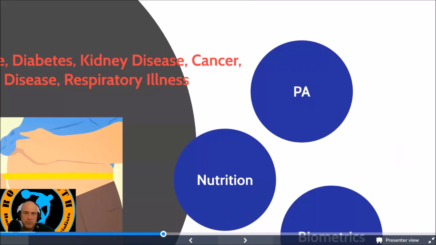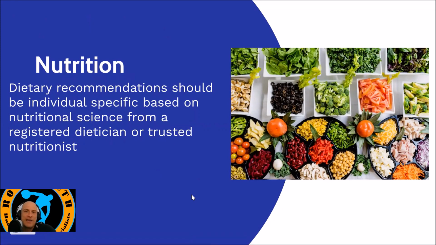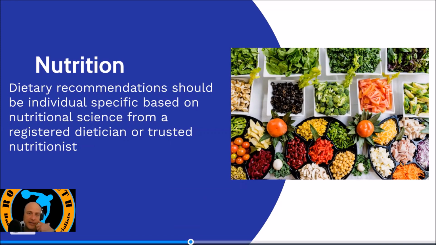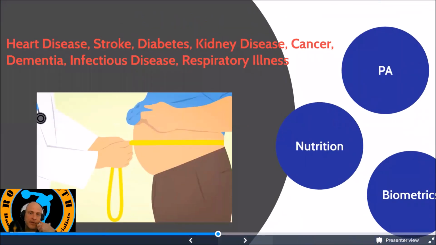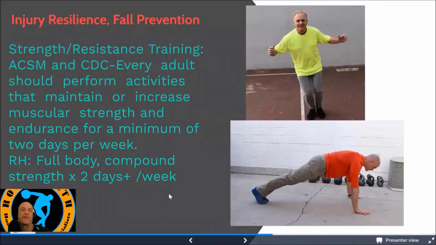So then we got to go into nutrition, because along with physical activity, we have to have proper nutrition. Now, we do have some guidelines out there that almost everybody is familiar with. I do recommend seeing either a registered dietitian or a trusted nutritionist for individual specific behavioral interventions as regards to one's diet or nutrition input. All right, so that was with our metabolic diseases and heart disease. And then we're going to go to injury resilience and fall prevention.